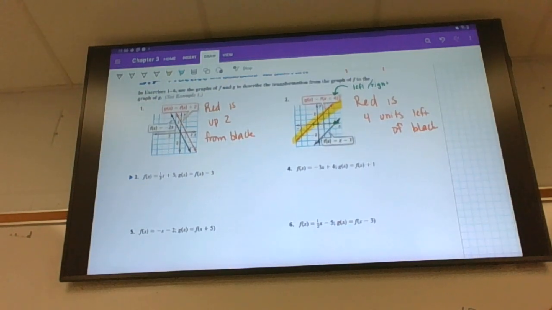All right. Number 3. So they're no longer giving us a picture. We have to go off this. If our function is 1/3 x plus 3, and they're telling us to put a minus 3 at the end, Rigoberto, what do you think that is? We're on number 3.